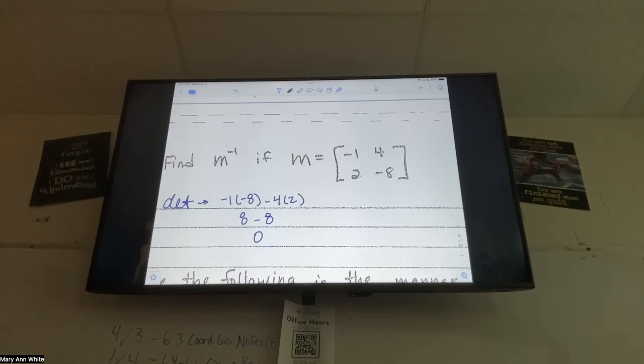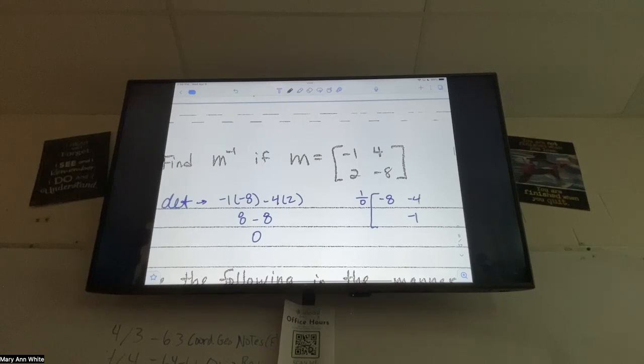Signs of life are helpful. Okay, so now I'm going to do 1 over 0 times, and let me scramble up my matrix. The -1 and -8 switch spots, and then the 4 and the 2 stay, but they go negative. Okay, cool. Say what? Divide by 0. We cannot divide by 0. So I cannot multiply 1 over 0 times anything, can I? Can I find the inverse of this matrix?